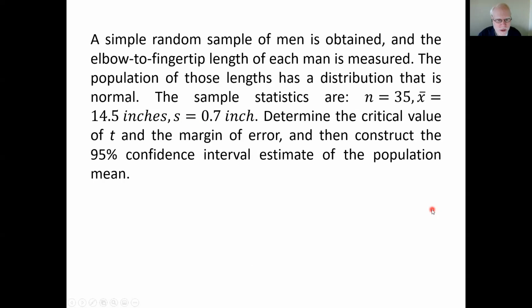So let's give it another try. A simple random sample of men is obtained, and the elbow to fingertip length of each man is measured. The population of those lengths has a distribution that is normal. So we've got a normally distributed population. The sample statistics are n is equal to 35, sample mean is equal to 14.5 inches, and the sample standard deviation is equal to 0.7 inches. Determine the critical value of t and the margin of error, and then construct the 95% confidence interval estimate of the population mean.